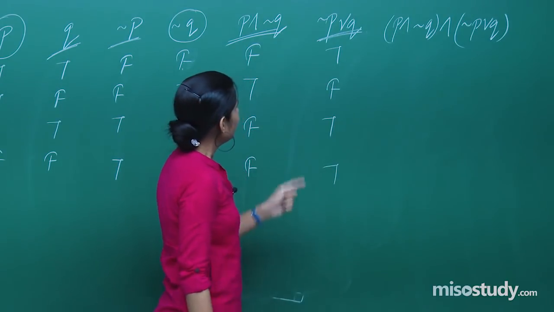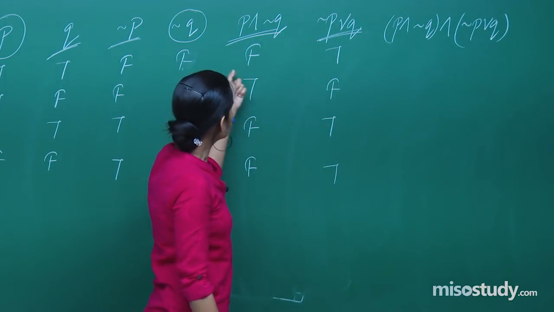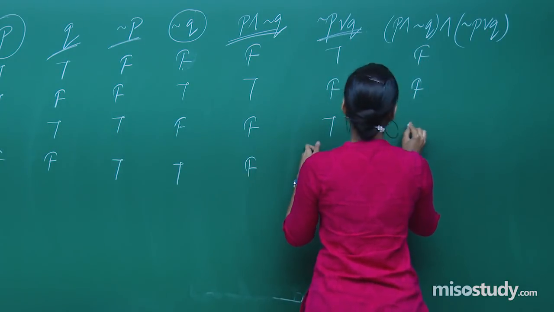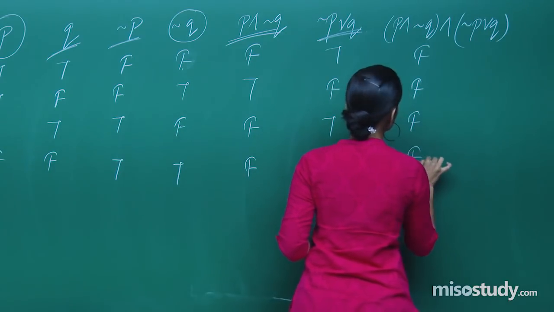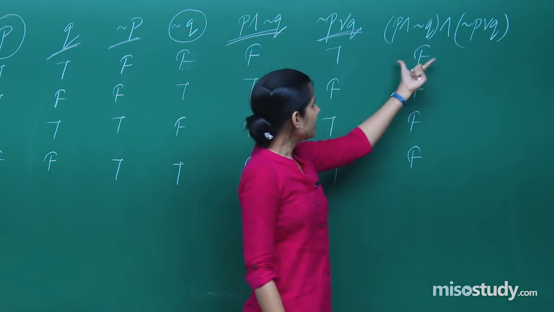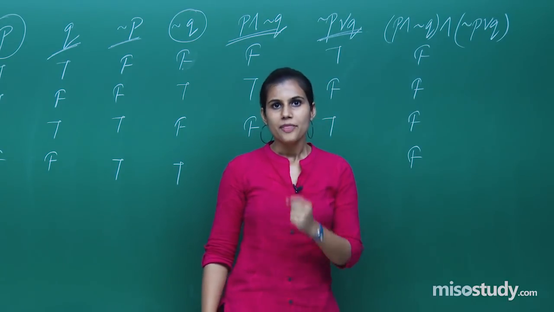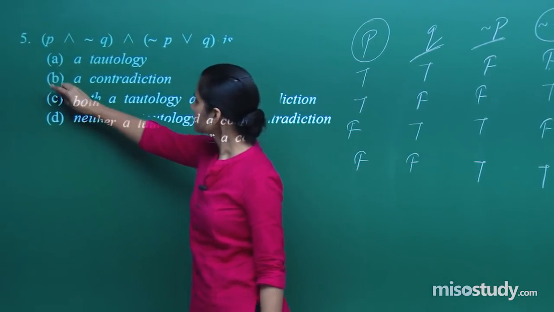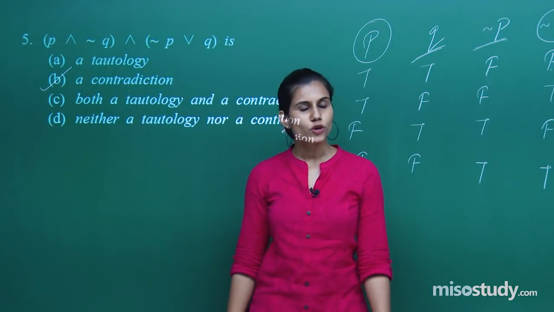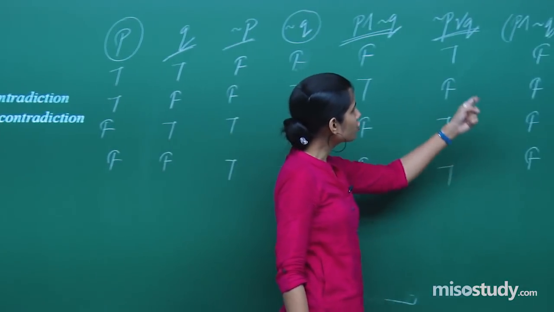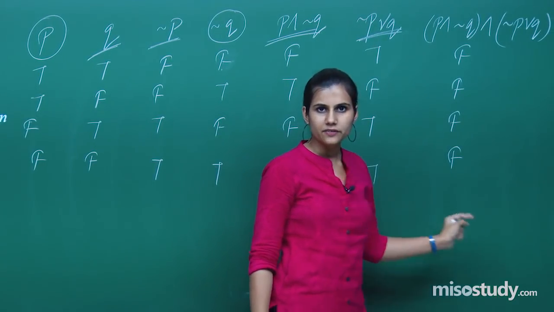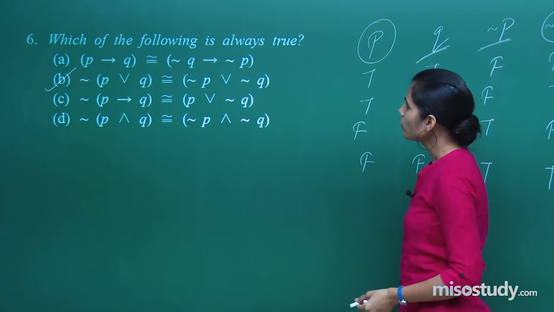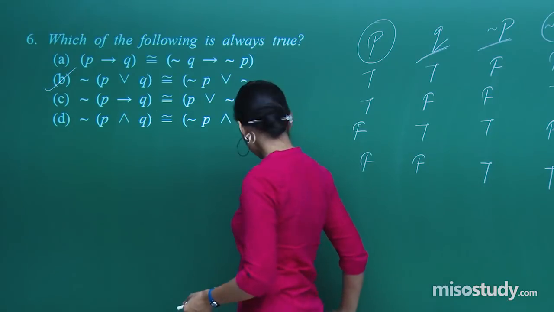Clear? And is true only when both are true. So this is false, false, because both are not true, again both are not true, again both are not true. You can see the answer is false always, and therefore this given statement is a contradiction. Clear? Not a tautology. For a tautology I wanted true everywhere, but here I am getting false everywhere, and therefore this is a contradiction.